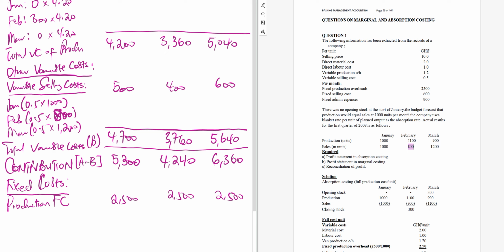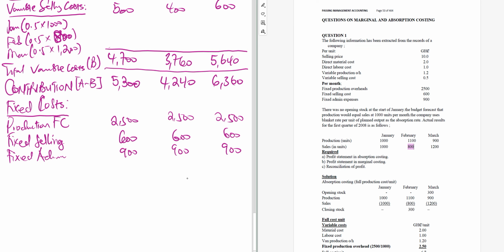we come to our fixed selling cost. Selling cost was 600 per month. So 600, 600, 600. Then fixed admin, also fixed cost, fixed administrative cost was also 900, 900, 900. Okay, so these are the total fixed costs.